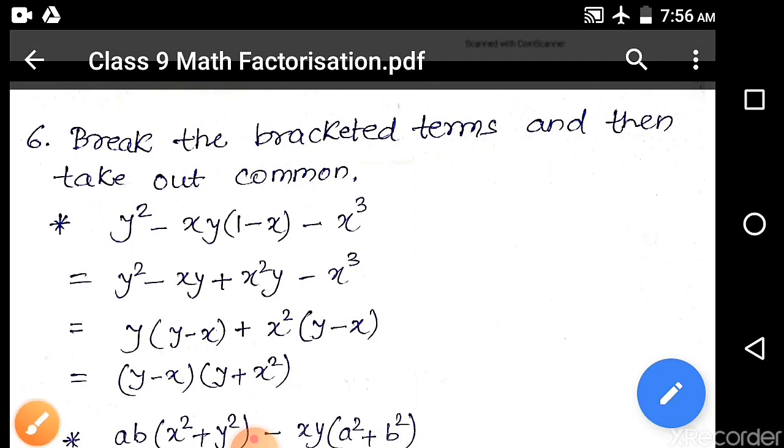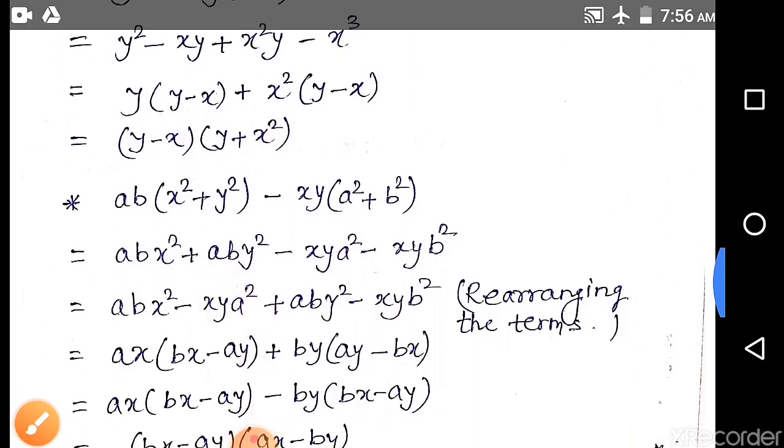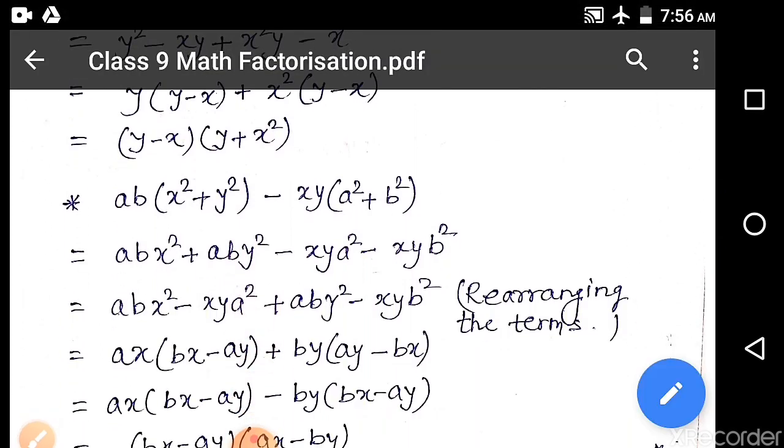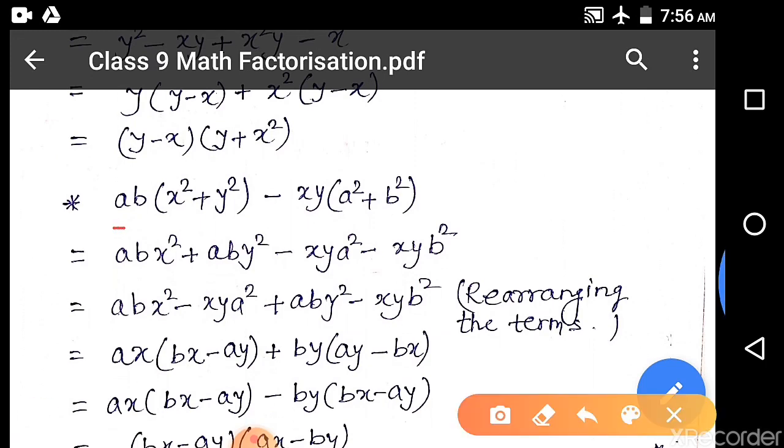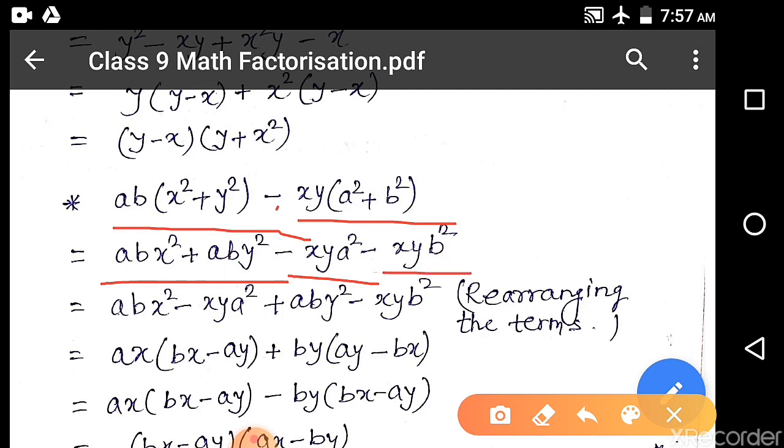Now see, we have one more example of the same step. See, here we have the question ab, whole into x square plus y square, minus xy, whole into a square plus b square. So first we have to break the bracketed terms. See, after breaking out the bracketed terms, we have abx square plus aby square minus xya square, as minus is there, so the signs become minus, and this one is xy b square.